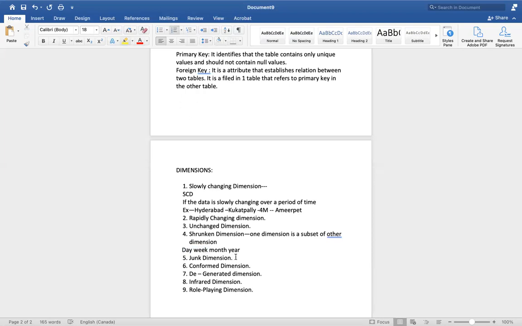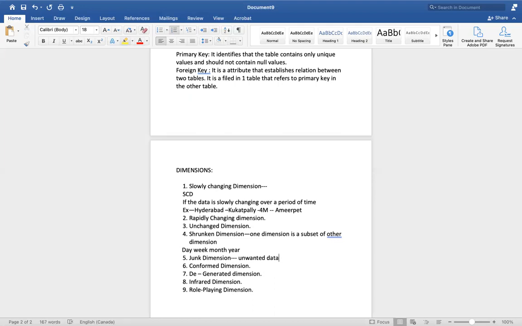So the next one is the junk dimension. A junk dimension is like junk food. It contains unwanted data. If a table contains unwanted data, like different unrelated attributes, a lot of unwanted data, that is simply called a junk dimension.